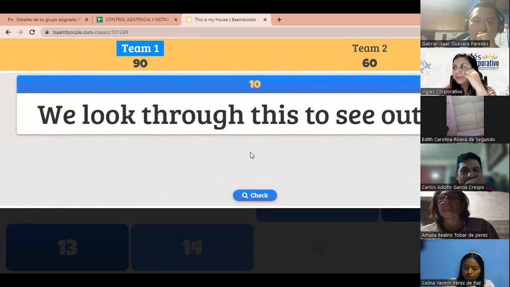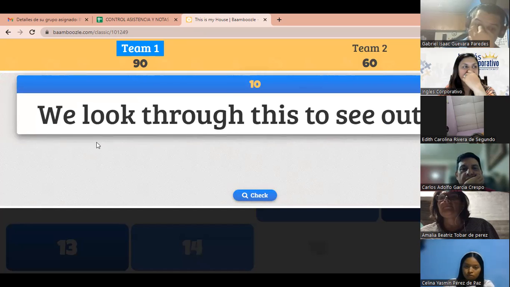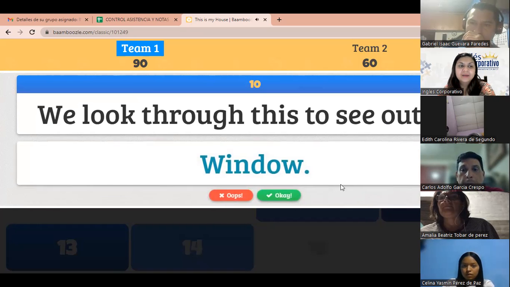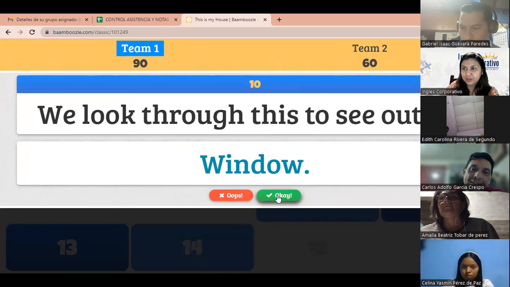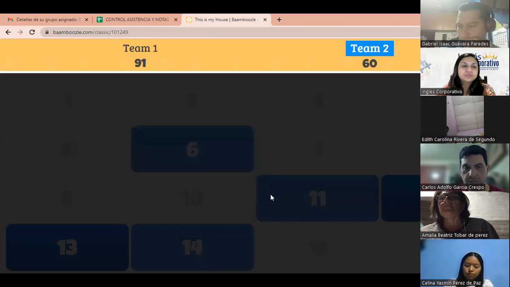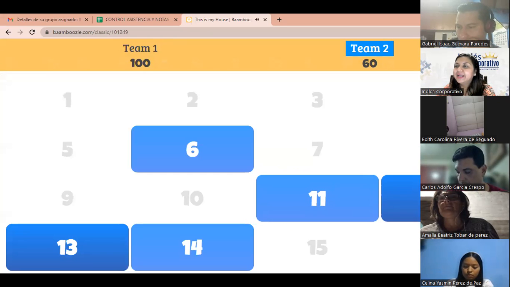Number one. Can you read, please? We look through these to see outside. The window. Correct. We look through the window to see outside. Inside, outside. Okay. Brenda Elizabeth Dimas.